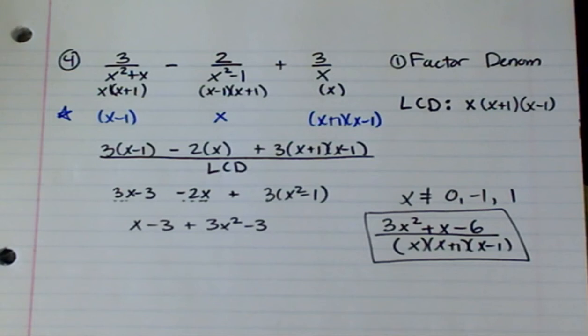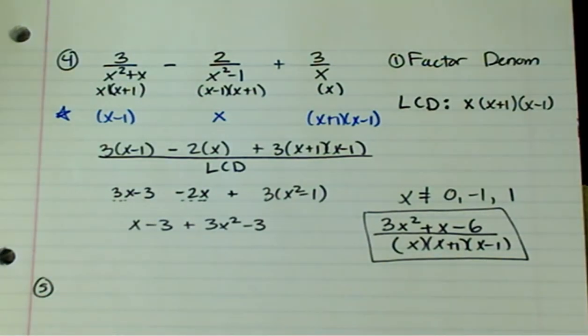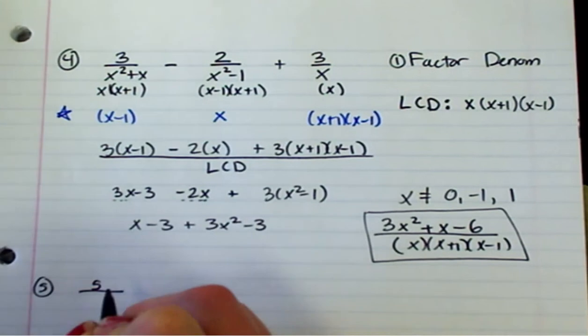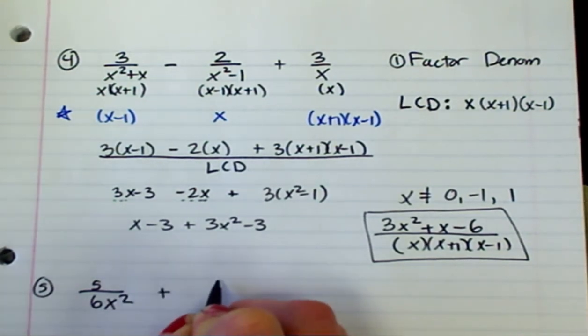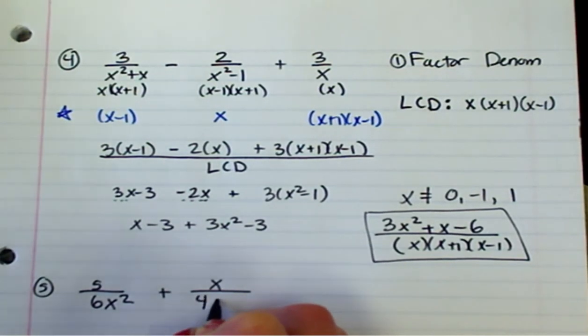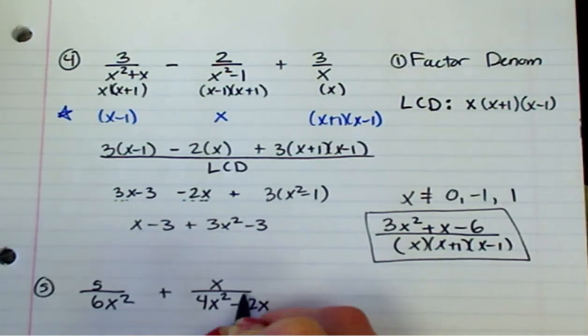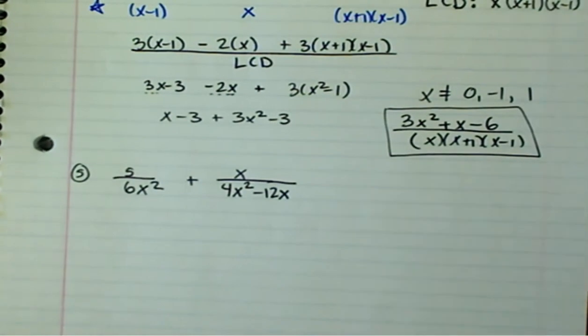Okay, here you go. I want you to try this one, and then we'll stop and we'll do your worksheet 12. 5 over 6x squared plus x, over 4x squared minus 12x. Try that one.